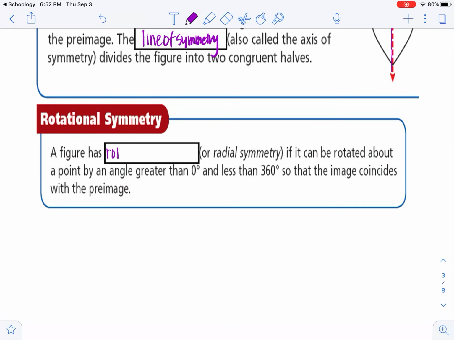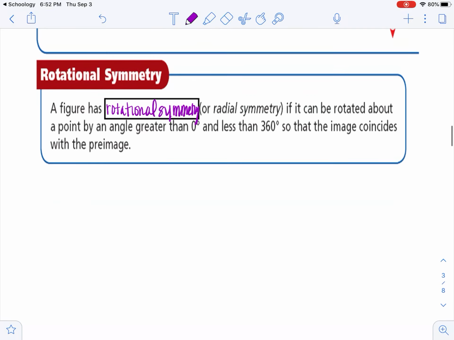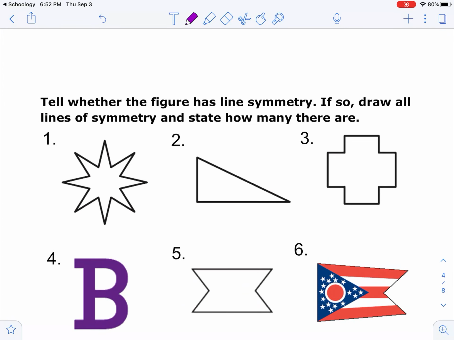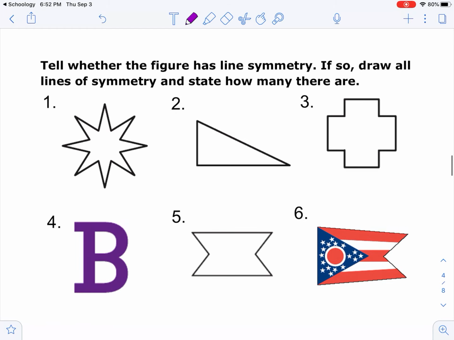We're also going to talk about rotational symmetry. A figure has rotational symmetry if it can be rotated about a point by an angle greater than 0 degrees but less than 360 so that the image coincides with the pre-image. This is going to be the hardest thing for me to show you, rotational symmetry that is, without being in class with you, because I do so many examples in front of people with it. So hopefully I'll be able to show you in a Zoom lesson what I mean by rotational symmetry if you don't get it from these notes.